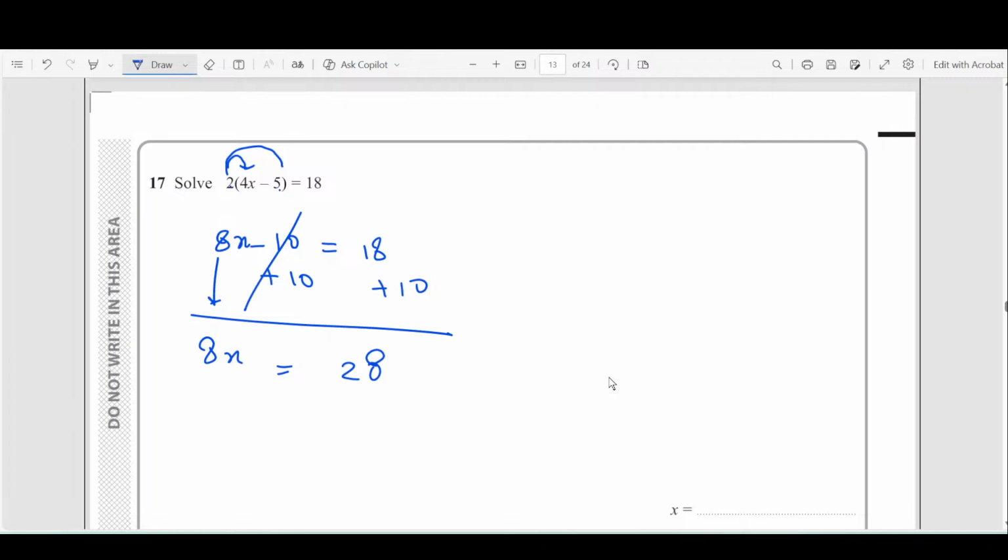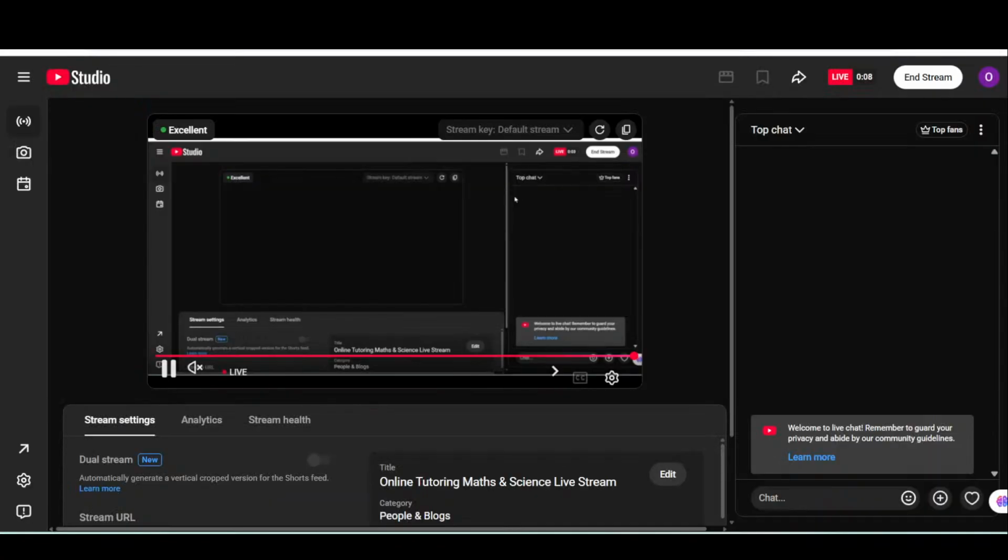And now to get rid of 8, 8x means if there is no operation, they are in multiplication. So the opposite of multiplication is division. So we divide both sides by 8. This will cancel out. x would be 28 divided by 8, which would be around 3.5. That's my answer. So that's how we do it.